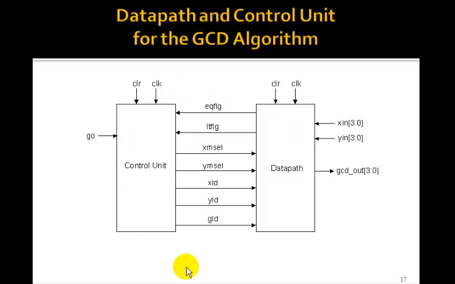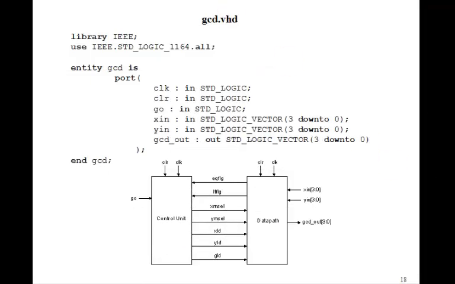So, we've now implemented the entire control unit and data path, so we need to put it together. We'll call that GCD. So GCD is going to be both of these together. The inputs are clock and clear, which go to both. The inputs go, x in, y in, and the output GCD out. These are 4-bit values.